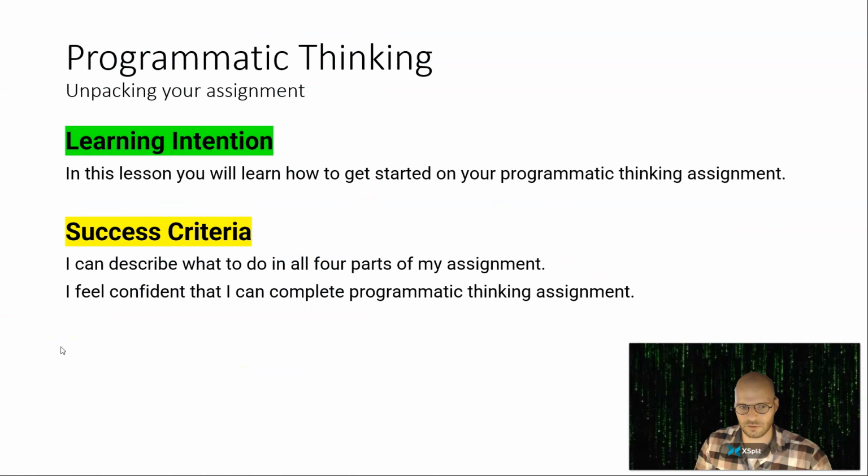In summary, in this lesson we set out to learn about how to get started in your programmatic thinking assignment. By now, you should have an idea of how to describe all 4 parts that need to be addressed in your assignment. Furthermore, let's hope you'll feel confident in your ability to complete this. If you have any questions, direct them towards your teacher during class time.